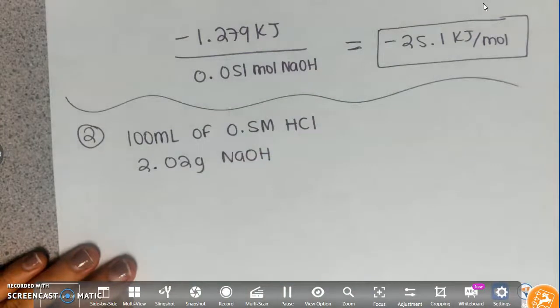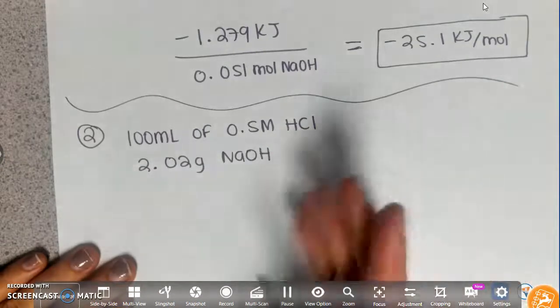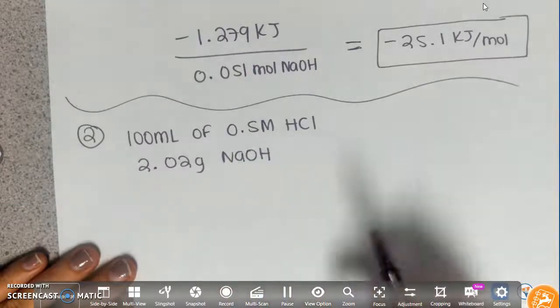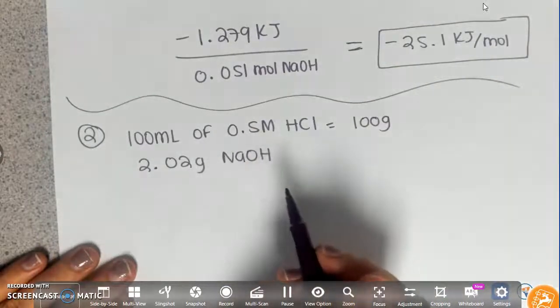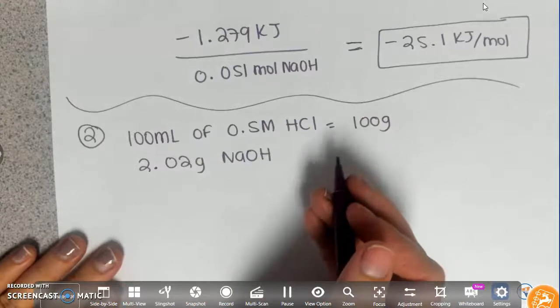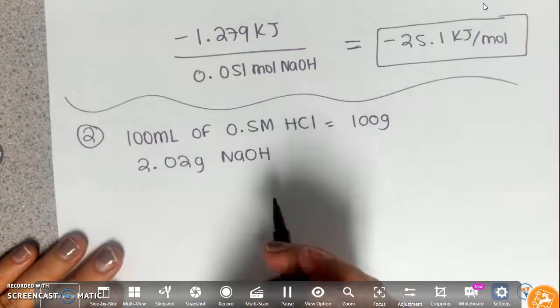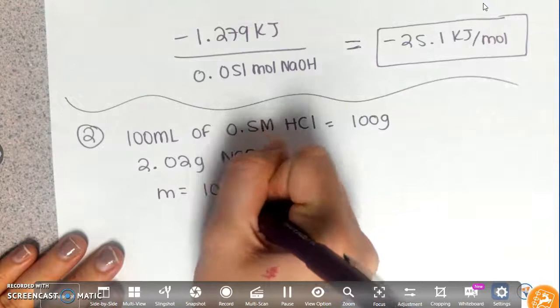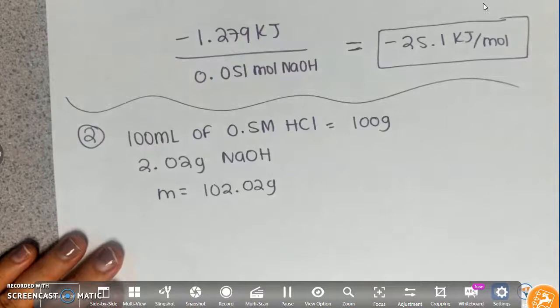Now, you can make the assumption, it tells you, make the assumption to solve for delta H, that for your mass of HCl, you're going to use the density of water. It's got a low molarity, 0.5 is not very much, and so that would be 100 grams. And then 2.02 grams of NaOH. So again, my mass is going to be the same value. And again, that's just because I want to make it easy. Yours probably is not the same because I doubt you have the exact same NaOH masses for each trial.